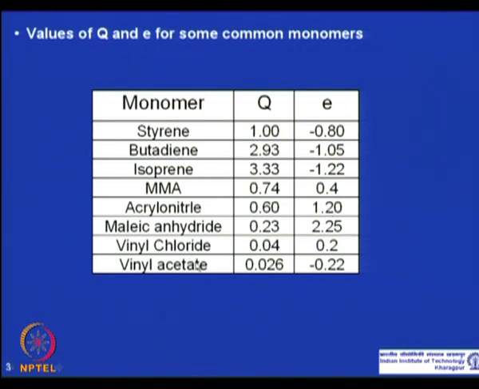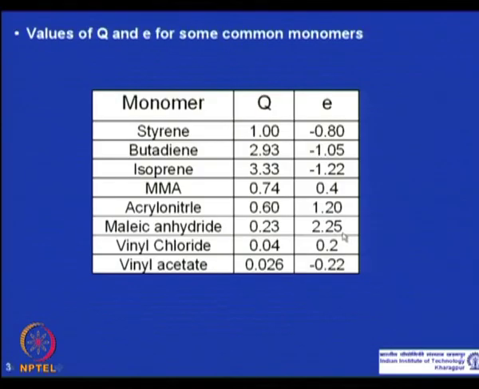And compare vinyl chloride and vinyl acetate, which, as we have known from our earlier discussions done several times, have very low reactivity because they cannot stabilize the propagating radical. So their reactivities are low, so Q values are low, and they are basically very weakly electron donating or electron withdrawing groups. So the values are very low, either positive or negative, depending upon the net electron withdrawing or electron donating effect.